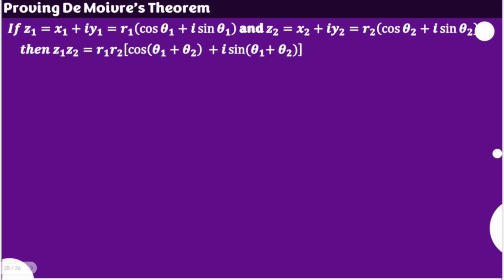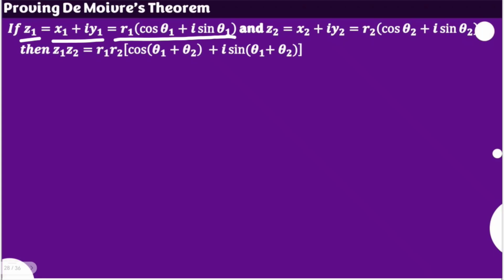of the De Moivre theorem. We are told here that if we have z sub 1, a certain complex number, it could also be expressed as x sub 1 plus i y sub 1, which could also be written in this form. We know that to be true. You have r sub 1, its modulus, times cosine theta sub 1 plus i sine theta sub 1.